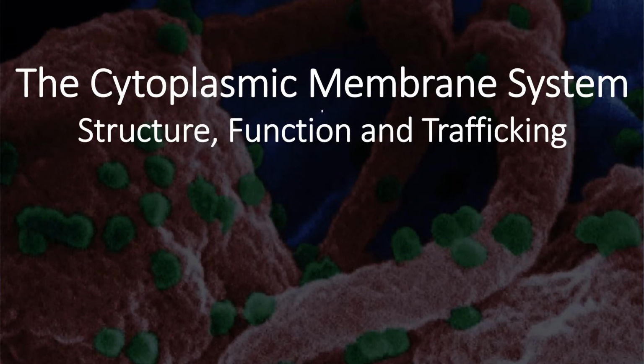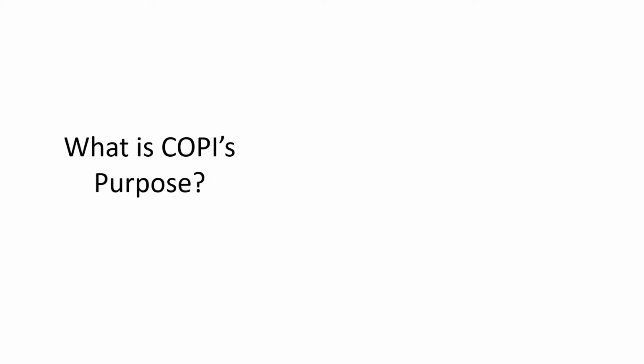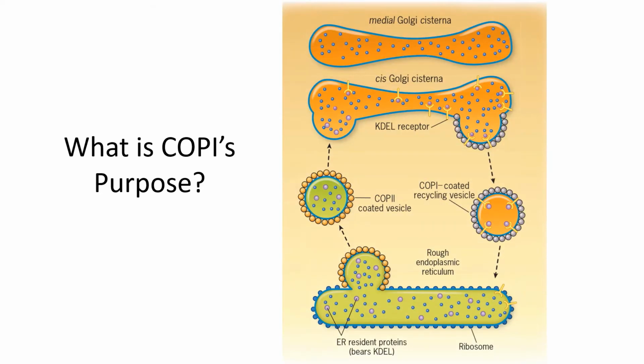So in this video, we're going to be discussing vesicle movement from the Golgi apparatus to the other parts of the cell. So first, let's look back at COP1. This is the coating protein that coats vesicles that move from the cis-Golgi network to the ER. So this is in anterograde motion.